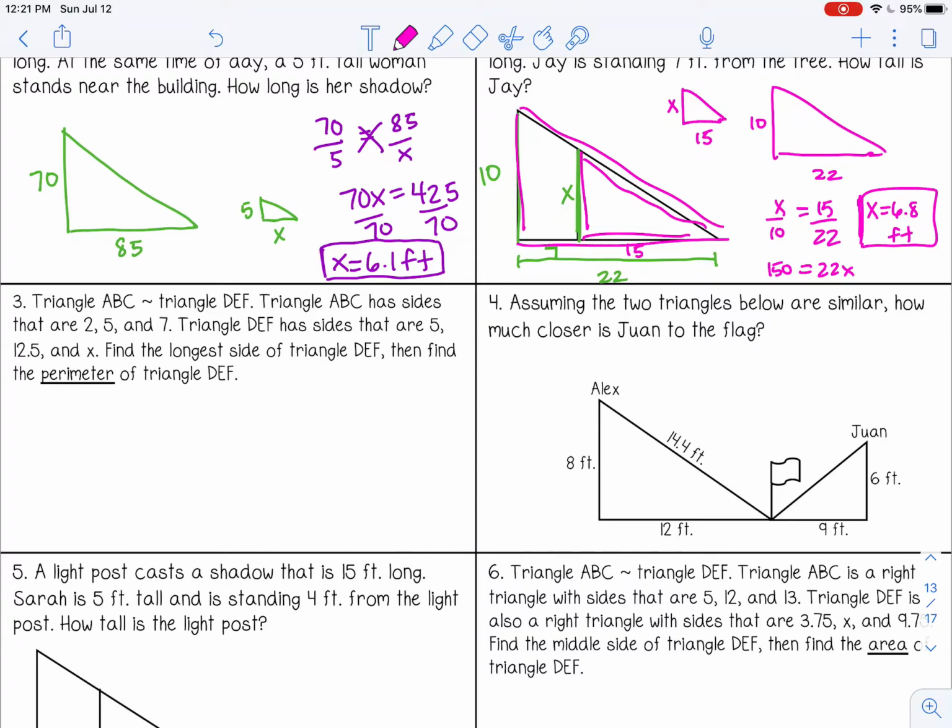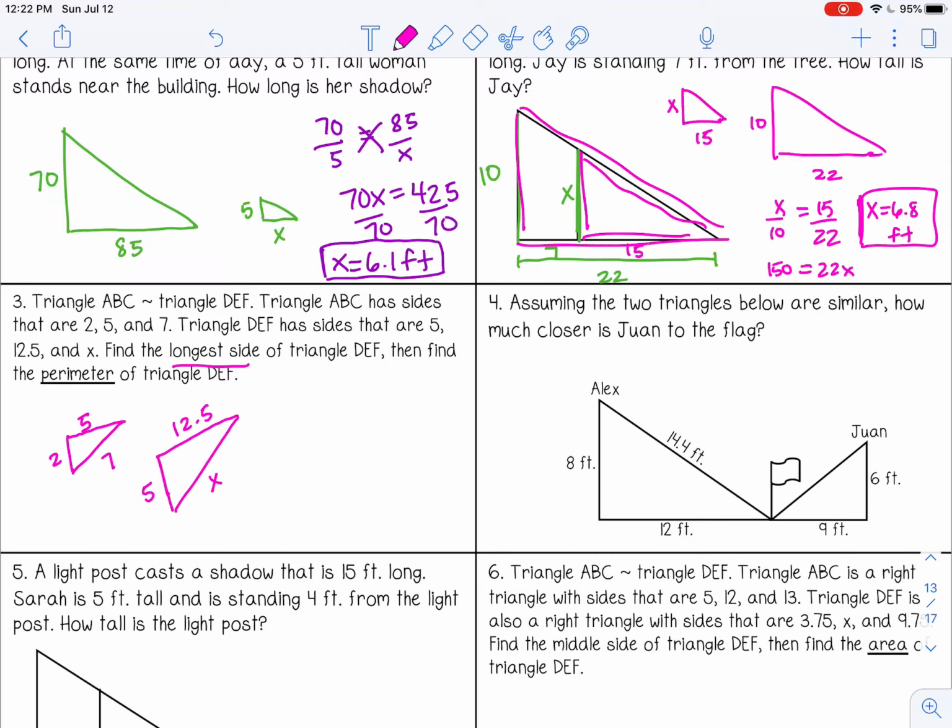So I'm going to draw ABC with sides of 2, 5, and 7. So I need a short side, kind of a middle side, and then a longer side. And then I'm going to draw DEF, and let's see, it looks like the sides are a little bit bigger, so I'm going to draw these bigger. So 5, 12.5, and since we're finding the longest side, that means X would be here. So let's find x first before we worry about perimeter.